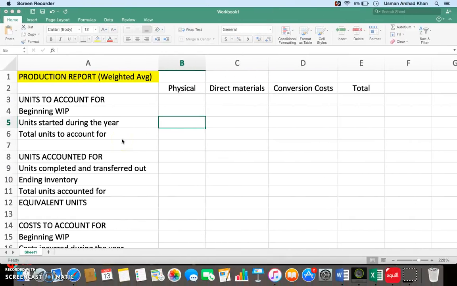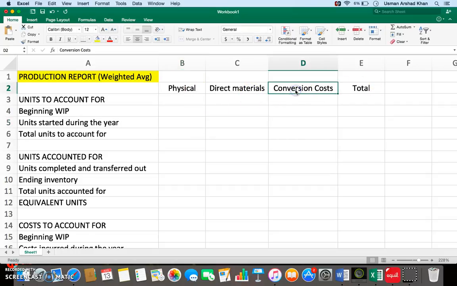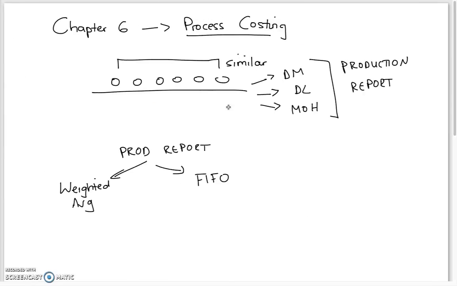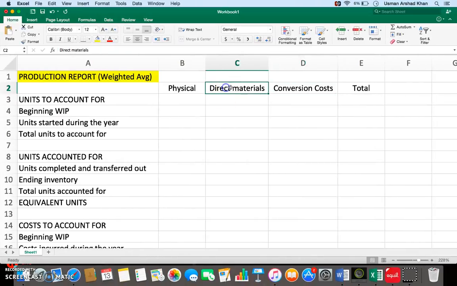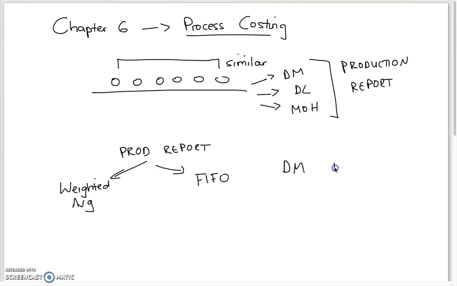So in front of you, you have a production report following the weighted average format. You have physical, direct materials, conversion costs, and total. Do not be thrown off by this term. What it really means is this: you have DM, which has a separate column over here. But what is conversion cost? Conversion cost is direct labor plus your manufacturing overhead added together. That, my friends, is your conversion cost. So again, don't let this term throw you off. It's just the same thing that you studied in the previous chapter.